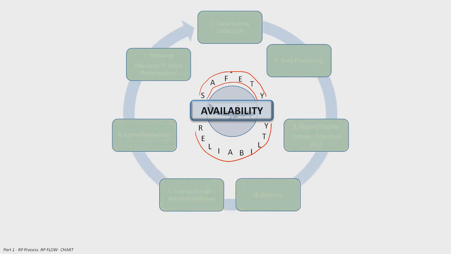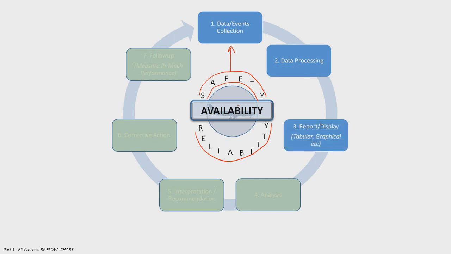Let's take an example. We're collecting information; we call it data collection. Then we need to process it: data processing. We need to cleanse it, code it, filter it, and add some intelligence, etc. Then we have to display and report it. It can be in word format, tabular format, graphical format, etc. Then we need to analyze it, then interpret it and give some recommendations.